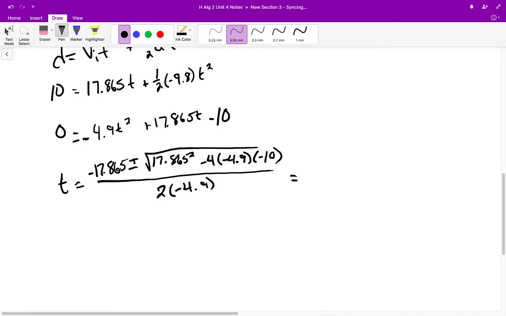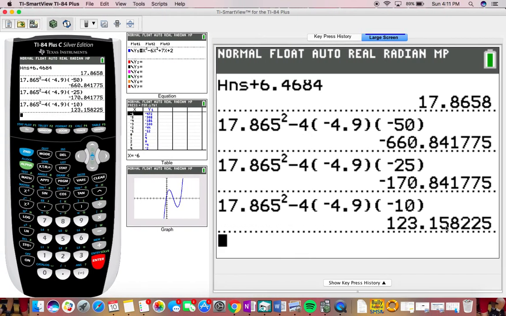Okay, so we've got a negative 17.865 plus or minus the square root of, and try to keep as many decimals as possible. So 123, I'm going to go to 3 decimals, 123.158.